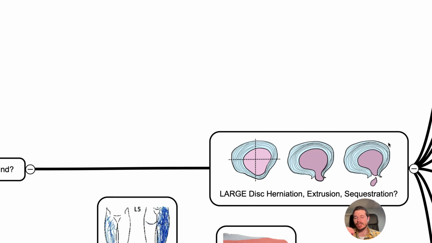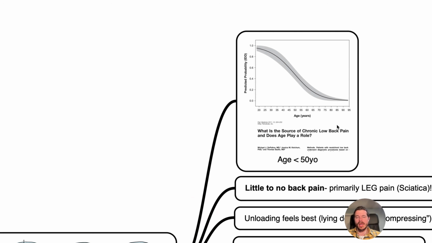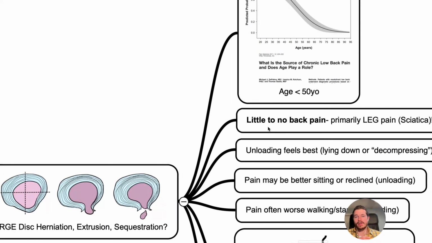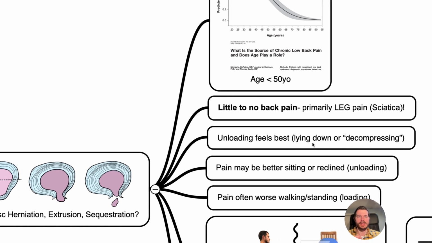And again, the presentation is different than that of a classic disc herniation. These are more common in people, again, who are less than 50 years old. And again, there's very little to no back pain in many cases. Or there was back pain, the back pain went away, but now you have raging leg pain. So primarily leg pain is the problem. Unloading feels best. Lying down or decompressing, these are people I work with who start by laying on their belly when they're chatting with me.